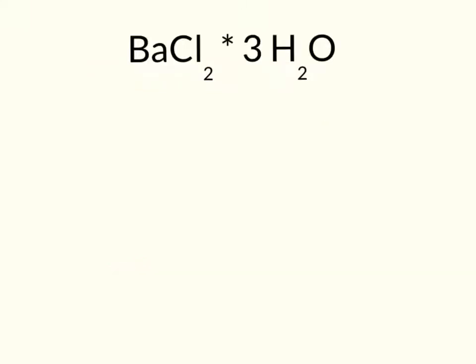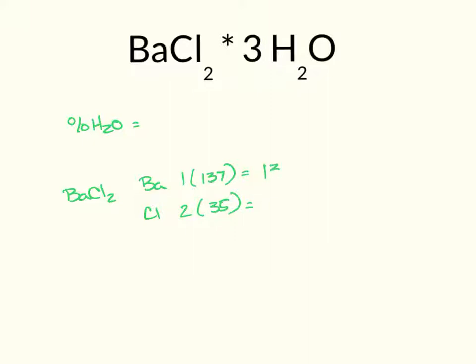Okay, for the very last example for calculating the percent of water, we're going to calculate the percent of water in barium chloride trihydrate. We're going to quickly just do the gram formula mass for both parts. So barium chloride is made of a barium and a chlorine. There's 1 barium and 2 chlorines. The barium weighs 137, the chlorine weighs 35 or 35.5, depending on if you're rounding to the nearest tenth. 137 and 70 gives us 207 grams per mole for the salt portion of the barium chloride trihydrate.